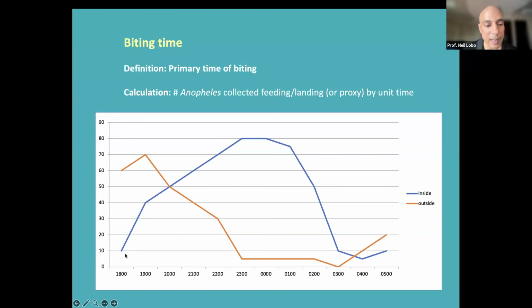So the blue line is, for example, the y-axis is the number of mosquitoes. I didn't even label these. This is completely wrong of me. The y-axis is the number of mosquitoes, and the x-axis is the time over the night. And you can see the blue line is mosquitoes biting indoors. They bite primarily in the middle of the night. And the orange line is outdoor biting. And you can see they primarily bite outdoors in the evening and in the morning.